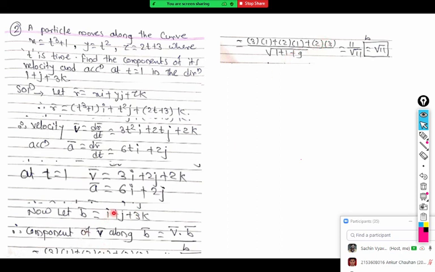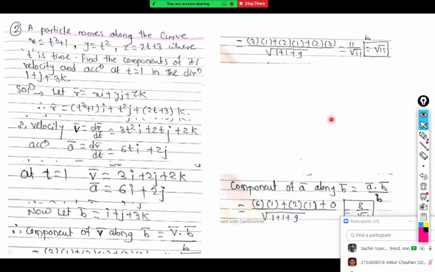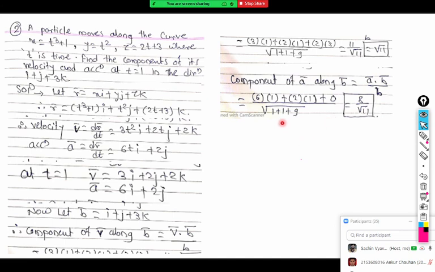Magnitude of b is root of 1 plus 1 plus 9. So root 11 is a component of v bar along b bar, and in exactly a similar way we can find the component of a bar, that is acceleration, along b bar. So here is the last step. You will observe the component of a bar along b bar is a dot b upon magnitude of b, and the final answer is 8 by root 11. That is the final answer. Got it? Any doubt here?